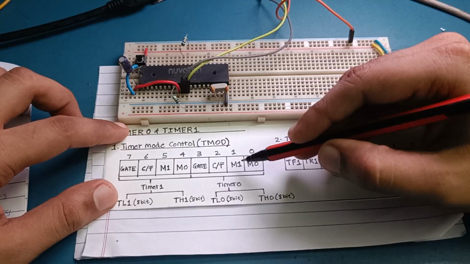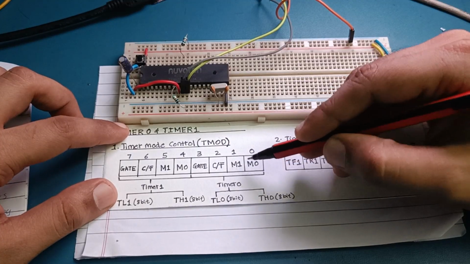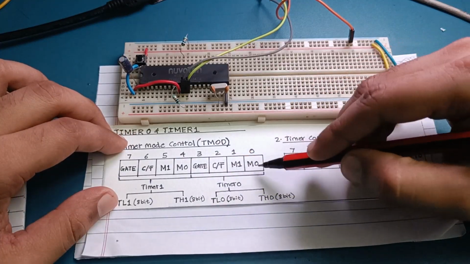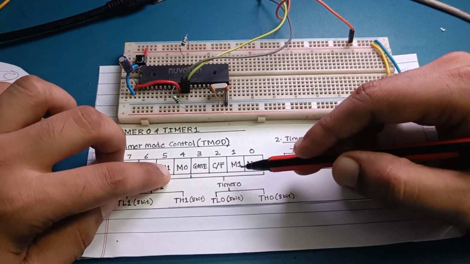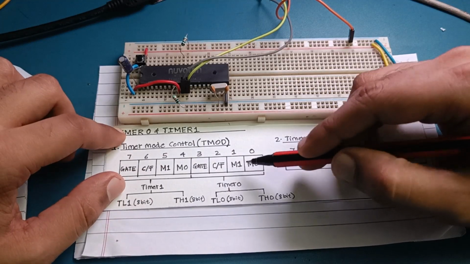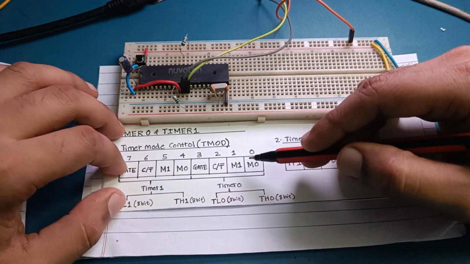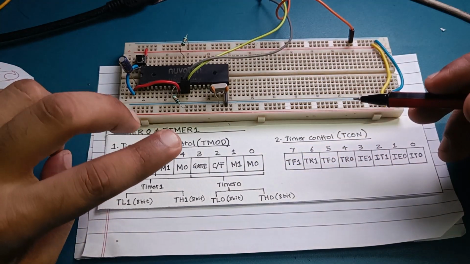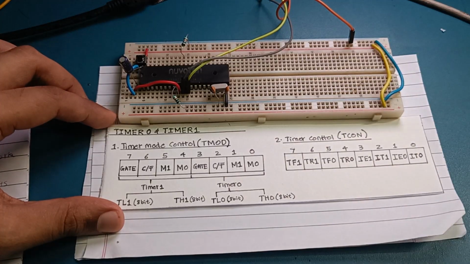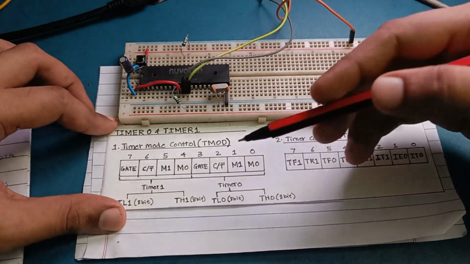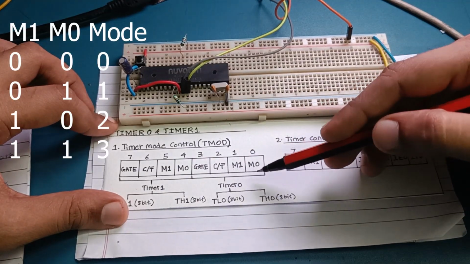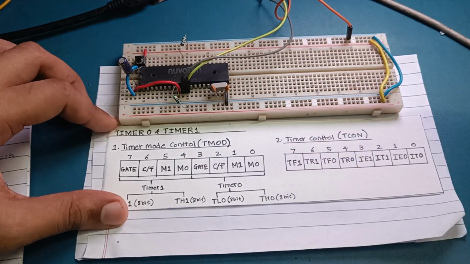To select the mode, we use these two bits, M1 and M0. If we use 0, 0, then timer 0 is selected in mode 0. If here we use 0, 0, then timer 1 is selected in mode 0. Both of these timers, 0 and 1, have 4 modes: 0, 1, 2 and 3. We are going to see them step by step. First we will see timer 0 in mode 0. When M1, M0 is 0, 0, it's mode 0. 0, 1 is mode 1, 1, 0 is mode 2, and 1, 1 is mode 3.